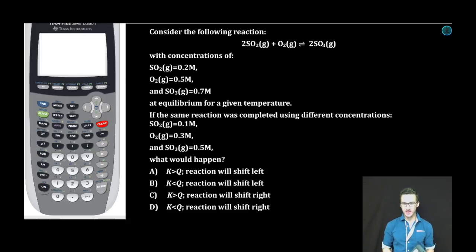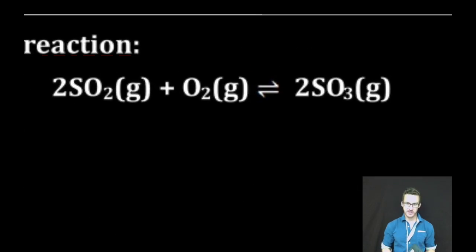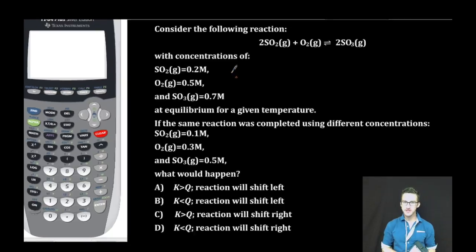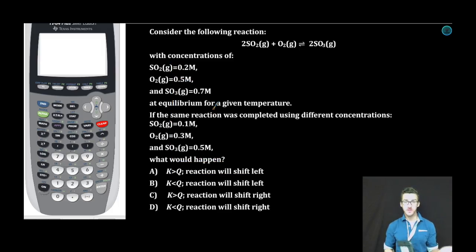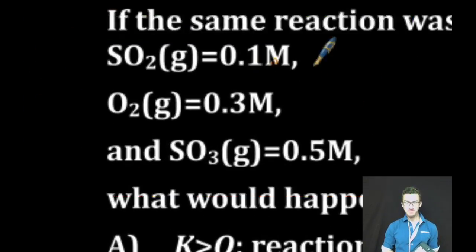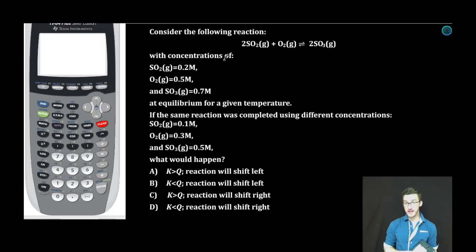More multiple choice. Consider the following reaction, with the given concentrations at equilibrium for a given temperature. If the same reaction was completed using different concentrations, what would happen? First, let's write the equilibrium constant expression for this equation.